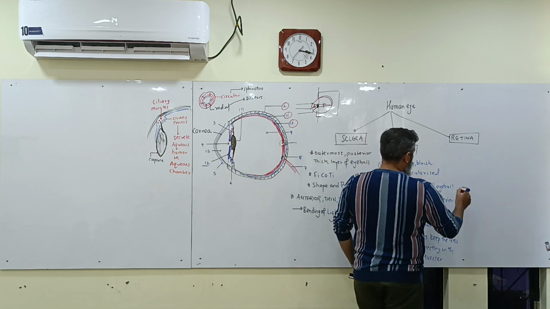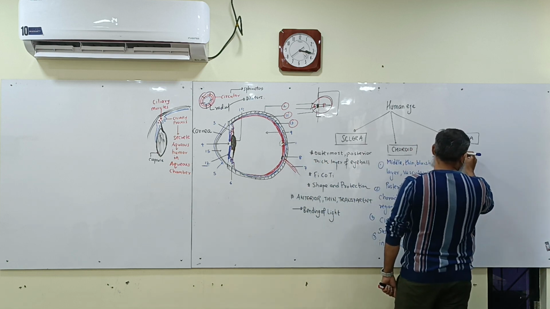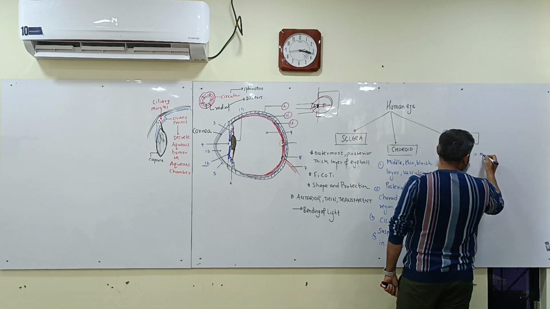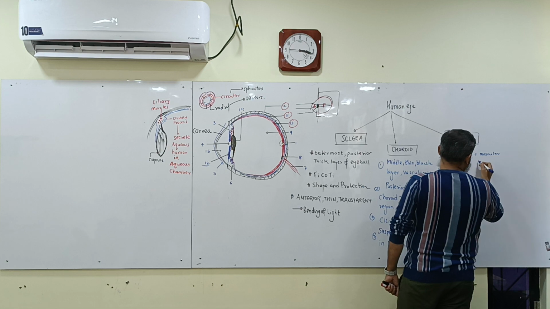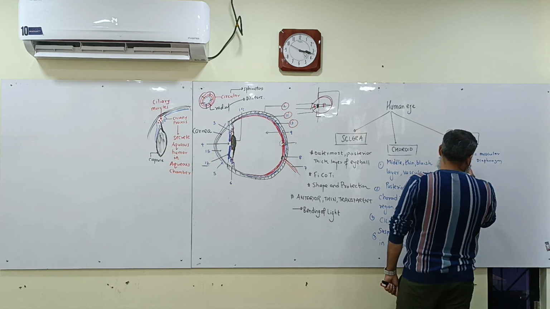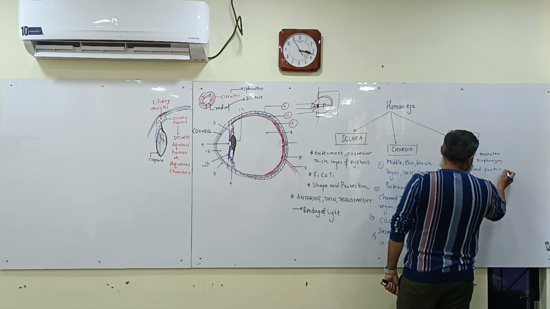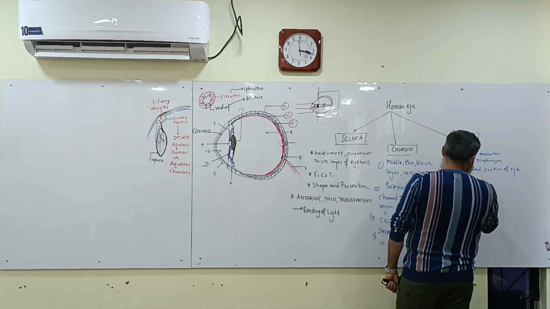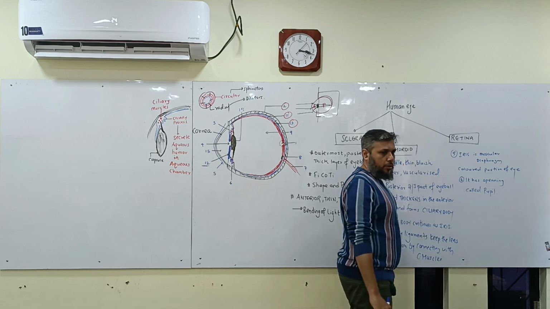So what did I tell you about the iris? Iris is a muscular diaphragm partition and is the colored portion of the eye. And I said it has an opening. And what is the opening called? The opening is called the pupil.